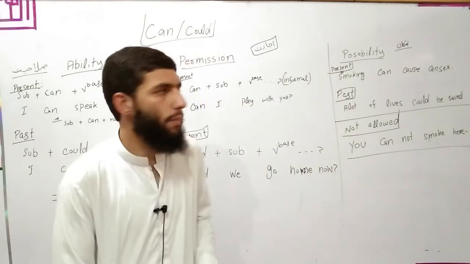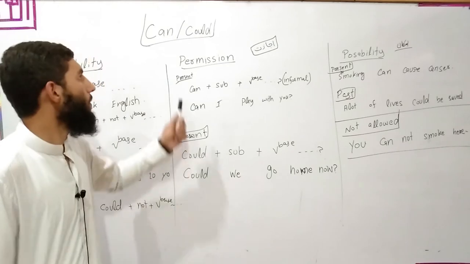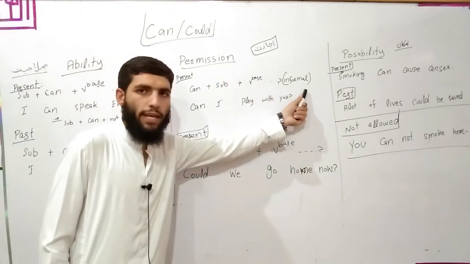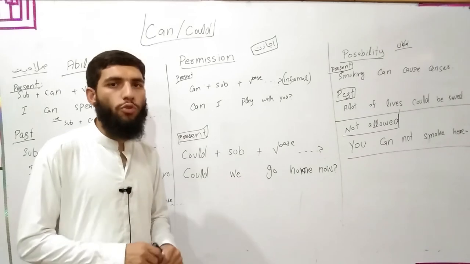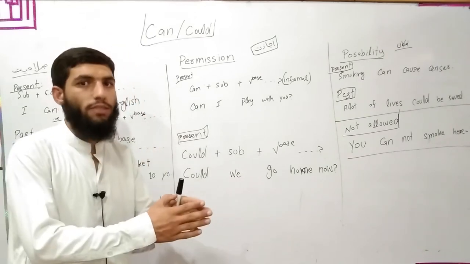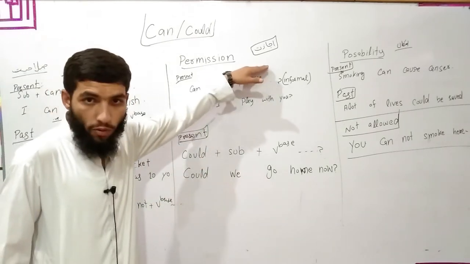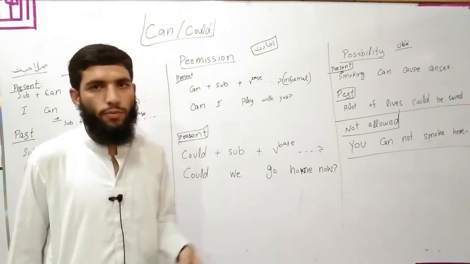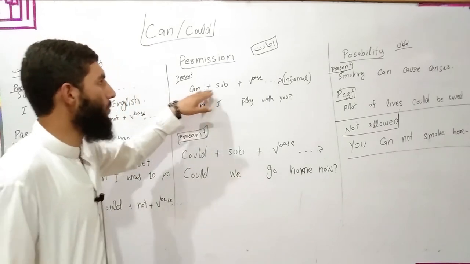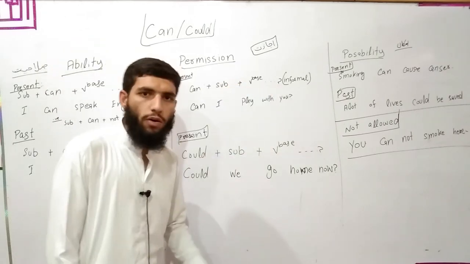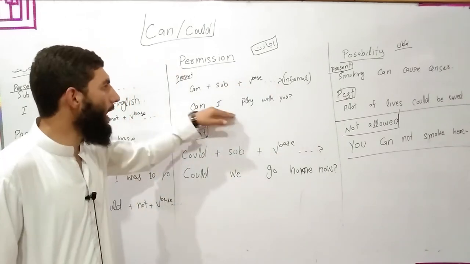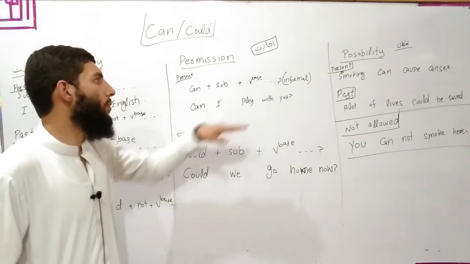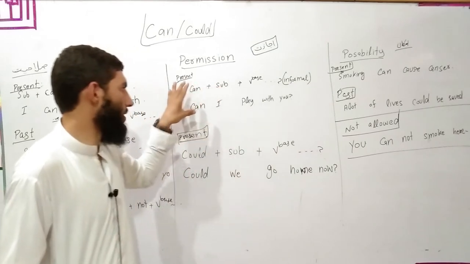Next, we will use permission. Permission means asking for allowance. We use can or could for permission. But keep that in mind, can is informal. Can is not formal, so you can use can with your friends, but do not use it in front of your teachers or someone else. The structure is can plus subject plus verb base form and the rest of the sentence with a question mark. For example, can I play with you? It is informal.